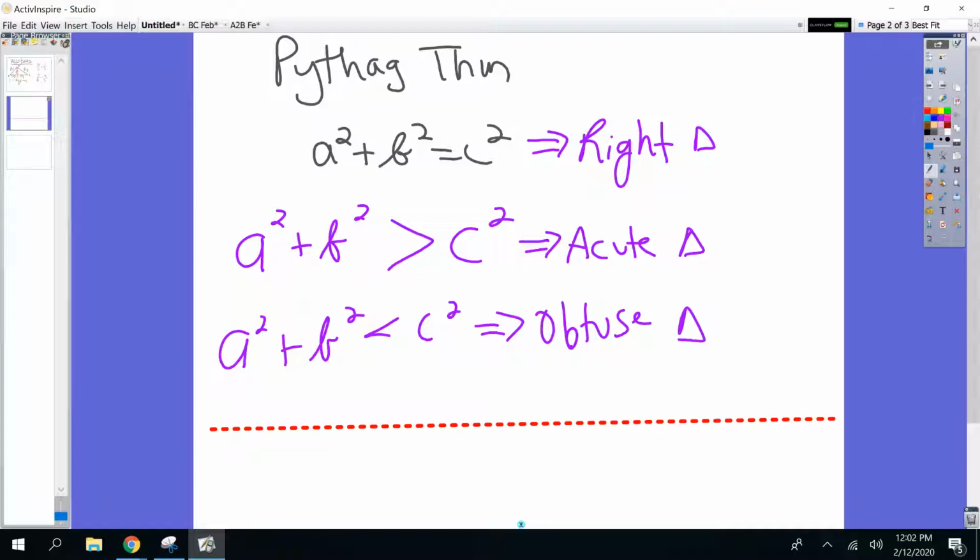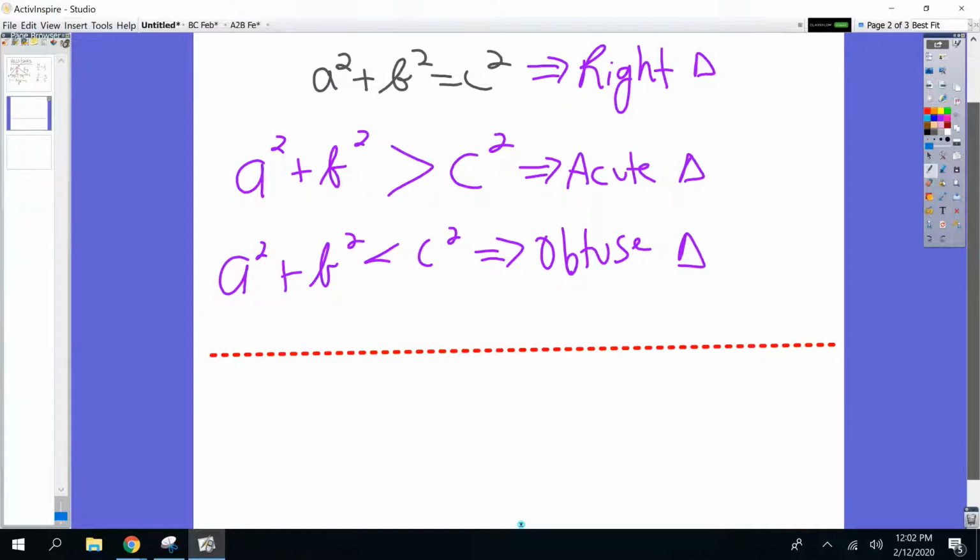So for instance, radical 6, 2, and 3. Which ones do you plug in for A and B? The 2 smaller ones. You plug in the 2 smaller ones for A and B, and C is the bigger one. Good there? All right, also what we did with Pythagorean theorem.